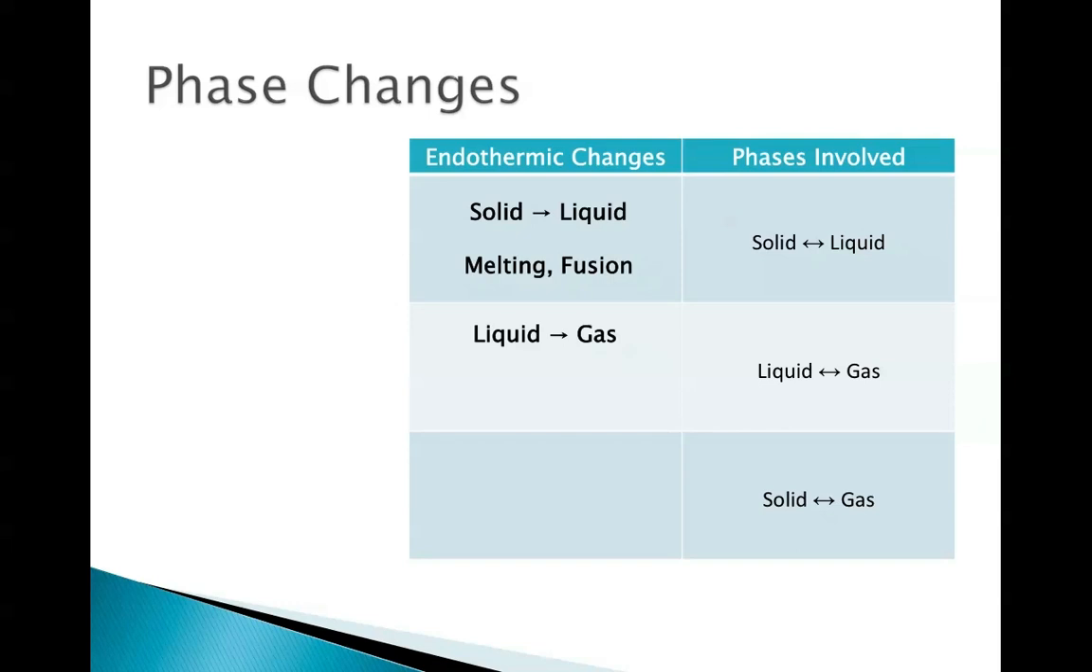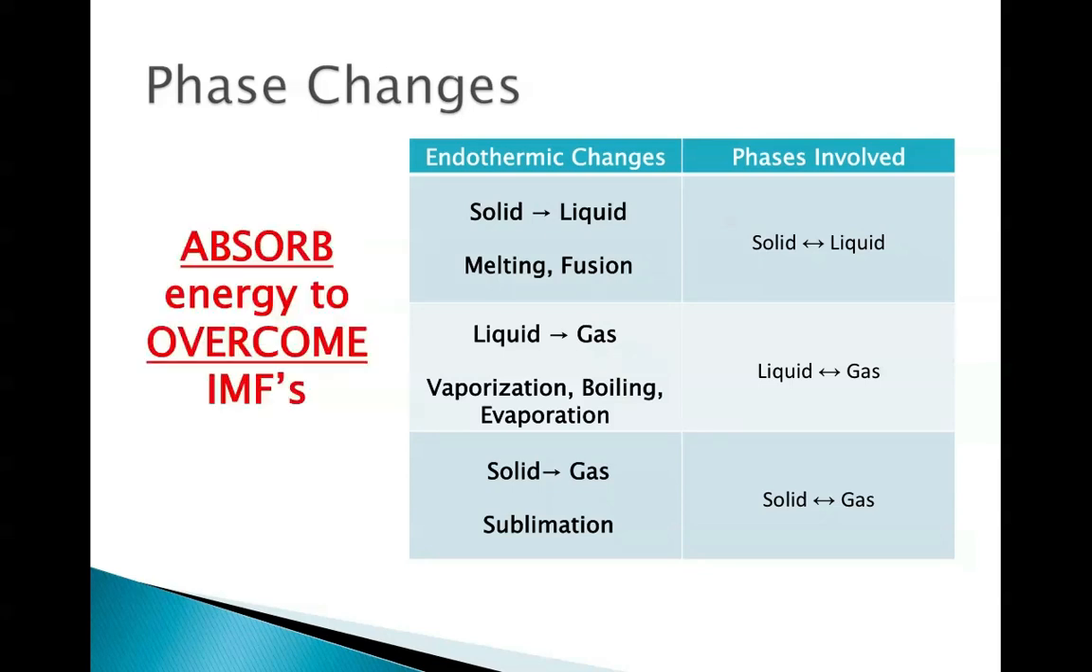When we go from a liquid to a gas, this can be classified under vaporization, boiling, evaporation. So again, liquid to a gas, it's going to have to absorb energy. And finally, we can actually have particles that go from a solid directly to a gas, and we refer to this as sublimation. We'll go over some great examples in class tomorrow. All three of these endothermic changes have to absorb energy in order to overcome the IMFs that are trying to hold those particles and keep them together.